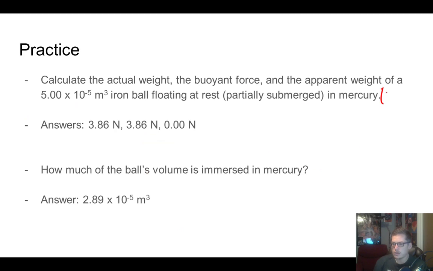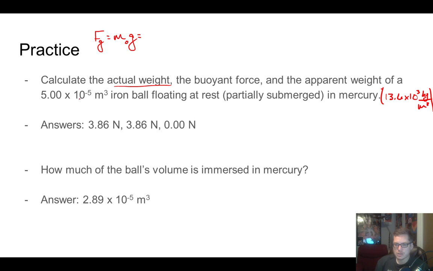13.6 times 10 to the third kilograms per meter cubed. So we got that right from the start. And it says calculate the actual weight, the buoyant force, and the apparent weight of this. So the actual weight would just be the force due to gravity. So this is the mass of the object times gravity.